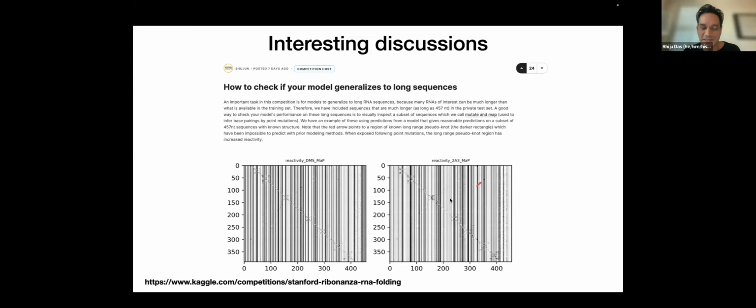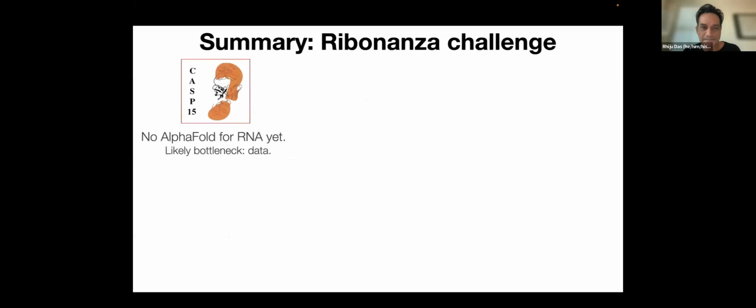So it's a really, I think, an interesting way to do community science. Okay, so I'm going to actually stop there and summarize, so we have some more time for questions. I've told you about this challenge called the Ribonanza challenge. It was motivated by the observation about a year ago that there's really no AlphaFold for RNA yet, and the likely bottleneck is probably data.